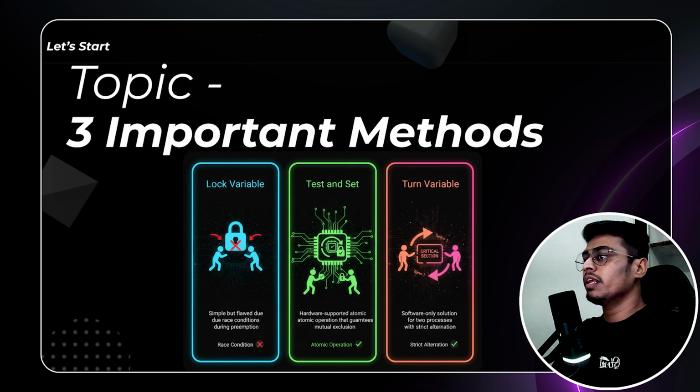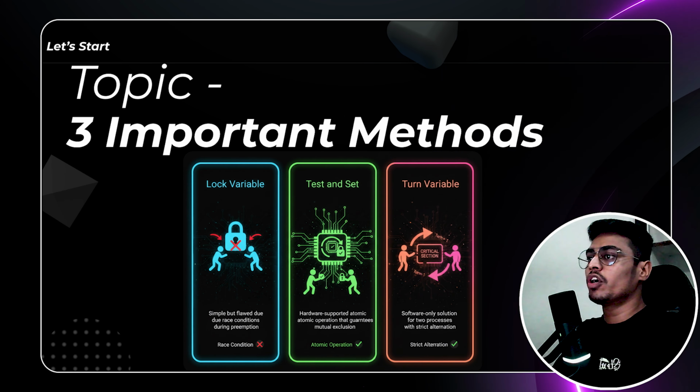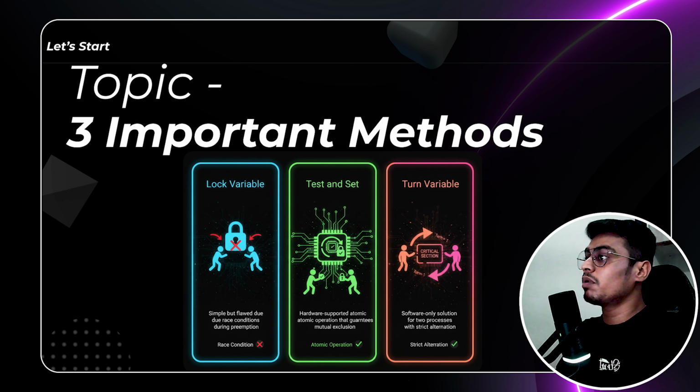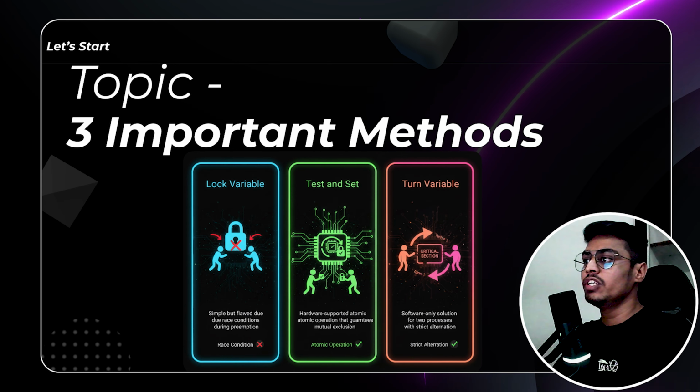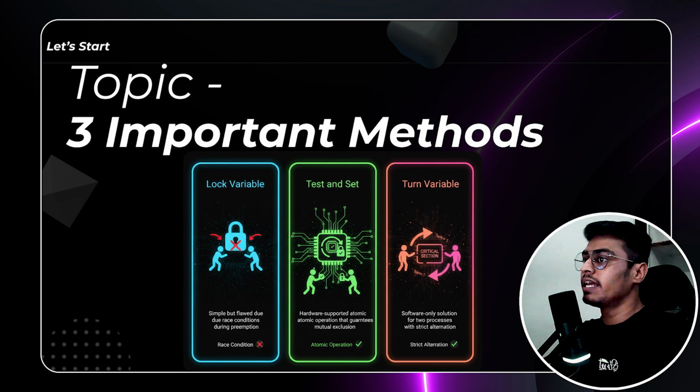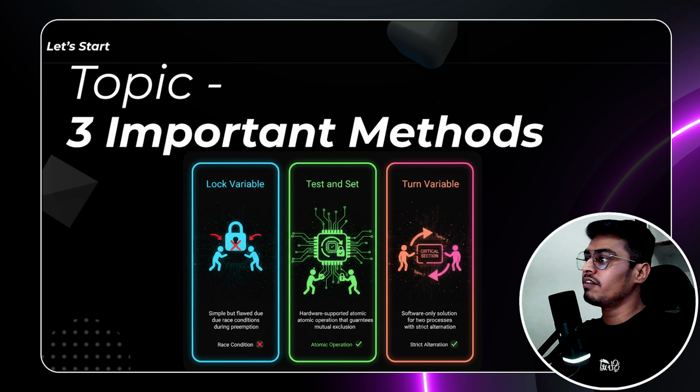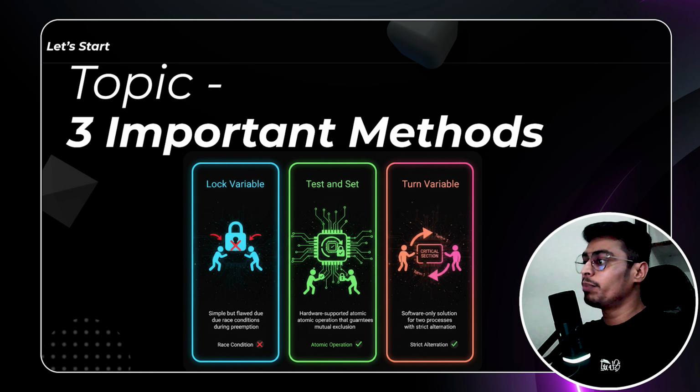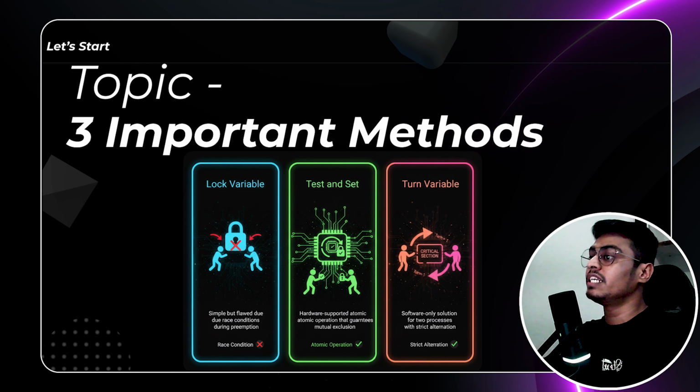Okay, so hello everyone. In this video, we will cover three important methods for solving the critical section problem in operating systems. We will discuss lock variable, then test and set instructions, and then turn variable, which is the strict alternation method. These concepts are fundamental for your competitive exams, university level exams, and interviews also.